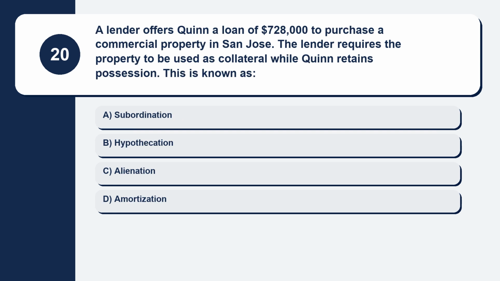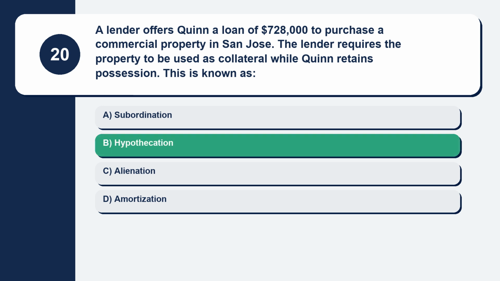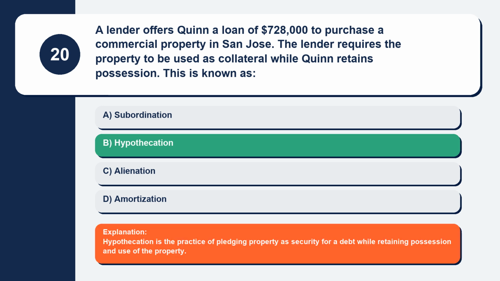Question 20. A lender offers Quinn a loan of $728,000 to purchase a commercial property in San Jose. The lender requires the property to be used as collateral while Quinn retains possession. This is known as. Here are your options. Option A, subordination. Option B, hypothecation. Option C, alienation. Option D, amortization. The correct answer is option B, hypothecation. Explanation. Hypothecation is the practice of pledging property as security for a debt while retaining possession and use of the property.